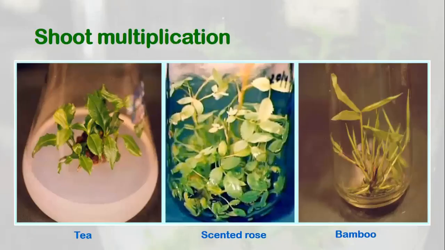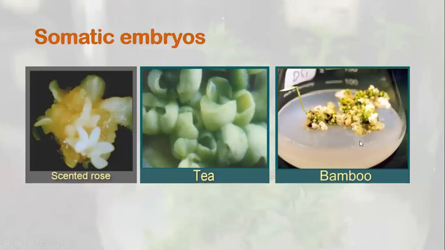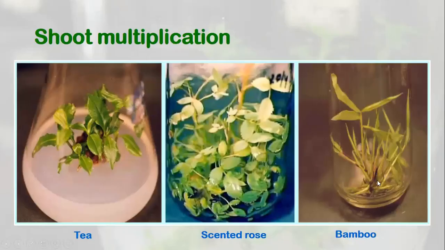In the case of shoot multiplication, we can subculture these. So cut them into nodes and subculture. We can just divide these clumps and subculture. We can cut these into nodes and subculture, and we can achieve this kind of response again in order to get the desired number of shoots, which can then be used for other purposes.